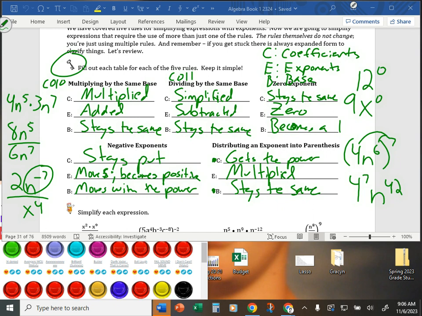And those are basically all the rules summarized for you, all 5 that we covered. And remember, they all give you a hint as to what they are. Multiplying by the same base literally has a multiplication symbol in it. Dividing by the same base literally has a fraction. A 0 power has a 0. A negative power has a negative. Distribution has parentheses. Okay? They're all there to help you. Go ahead.